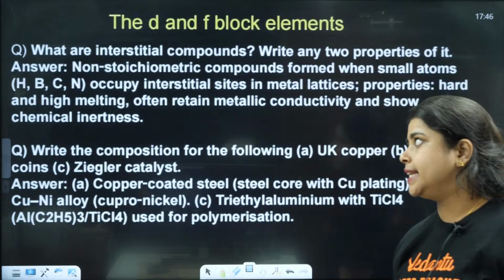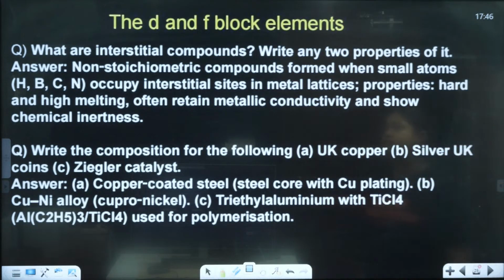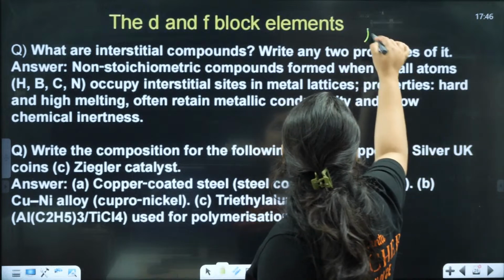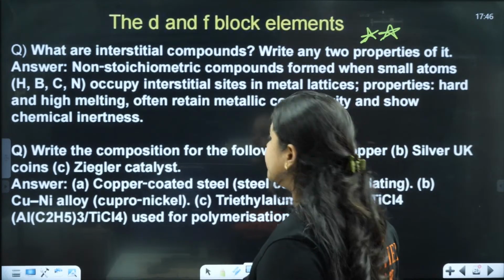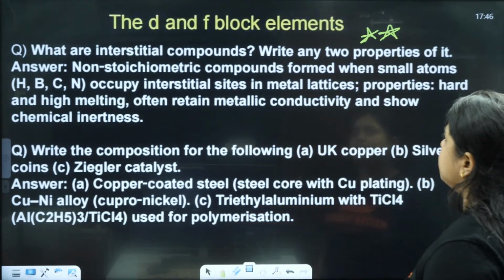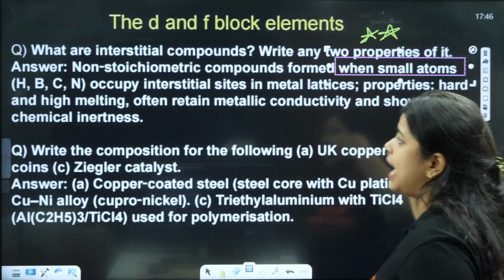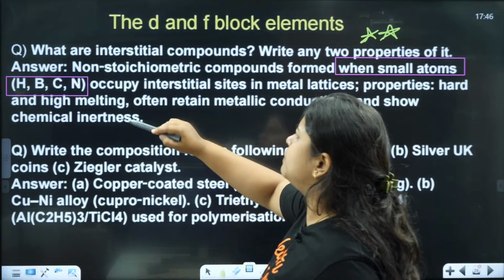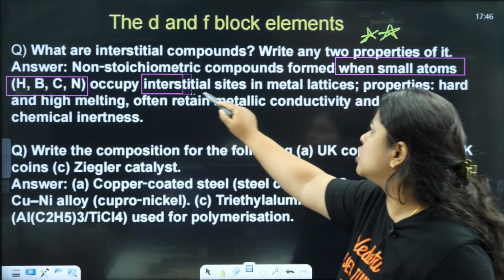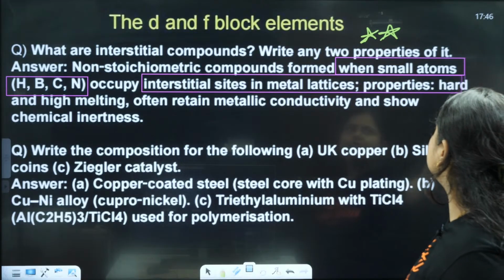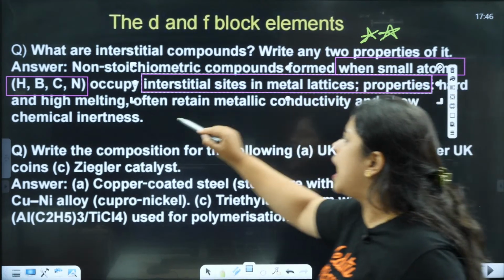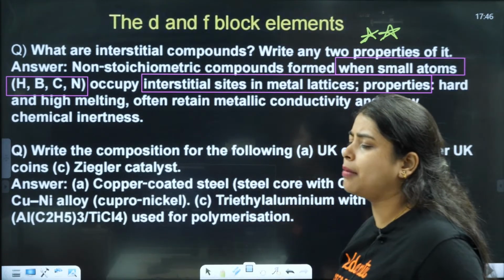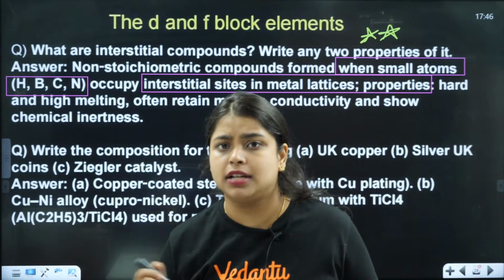Clear? Next, this is also a direct question. What are interstitial compounds? Write any two properties of them. Very important question, guys. Non-stoichiometric compounds are formed when small atoms like hydrogen, boron, carbon, nitrogen occupy interstitial sites in the metal lattice. These have a high melting point, often retain metallic conductivity, and show chemical inertness.